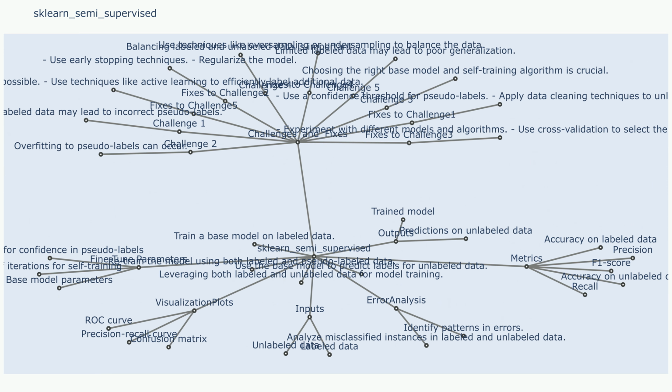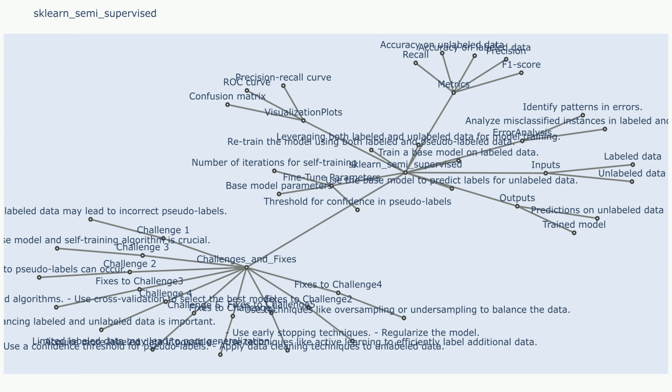Sample use case that resulted in challenge 1 in a medical diagnosis scenario. If the labeled data mainly consist of healthy individuals and the unlabeled data contains a higher proportion of diseased individuals, the model may learn biased patterns and misclassify healthy individuals.